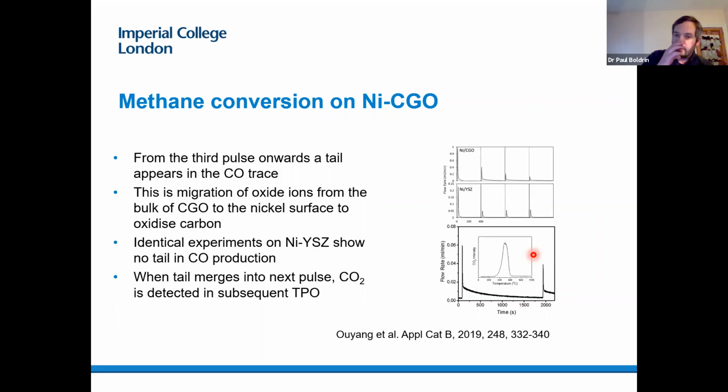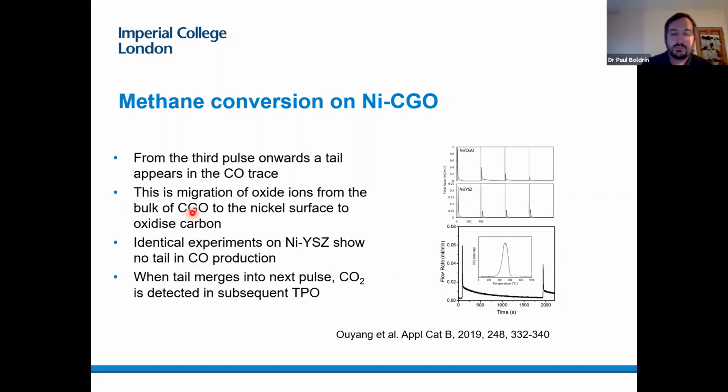The other thing we started noticing is that from the third pulse onwards, you start getting this very long tail of carbon monoxide, as carbon monoxide gradually comes off over a really long period of time. It's almost 2,000 seconds that you've still got after you finish passing the methane, you're still getting carbon monoxide production for 2,000 seconds.